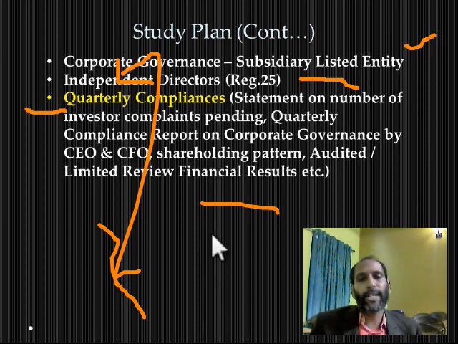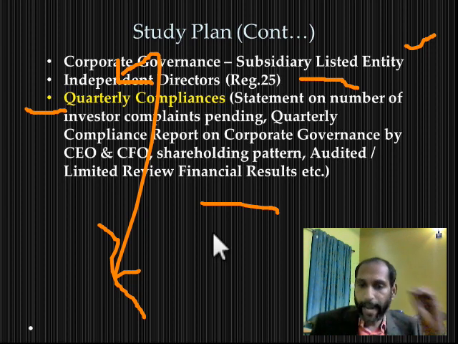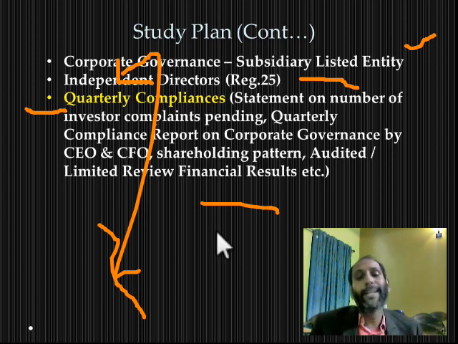In this slide, you have to study corporate governance with regard to the subsidiary listed company, right? Very importantly, ID provisions, independent director provisions, then quarterly compliances, the statements, filing statement of number of compliance, quarterly compliance certificates to be certified by CEO, CFO, and of course audited statement or limited review statement.